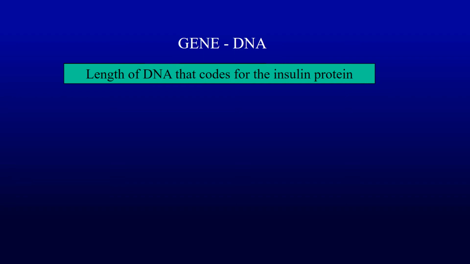Okay, so I want to take as an example the human insulin gene. Now remember, a gene is just a length of DNA that codes for a protein. And in the case of the insulin gene, that gene codes for the insulin protein. Alright, so a gene is just a length of DNA, but it's a little more complicated than that.